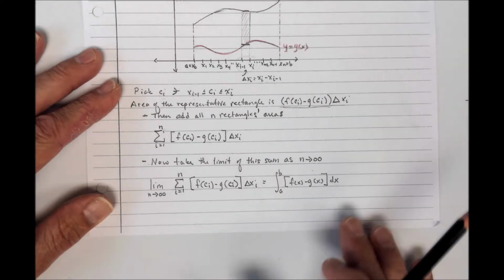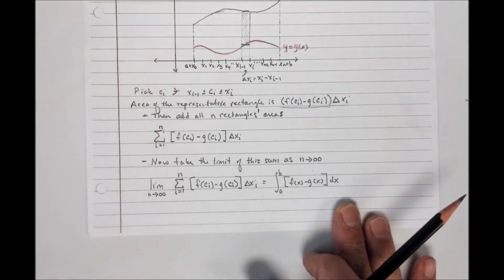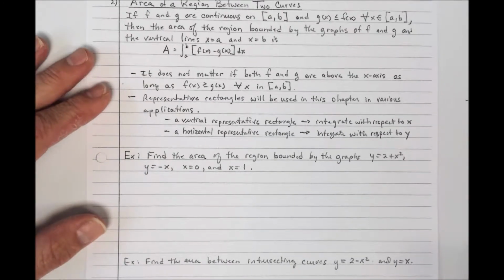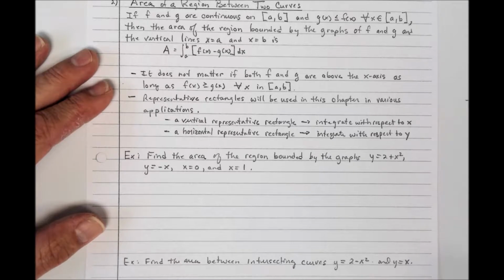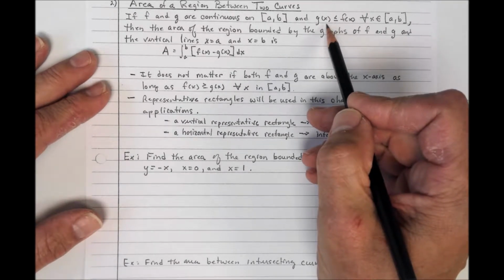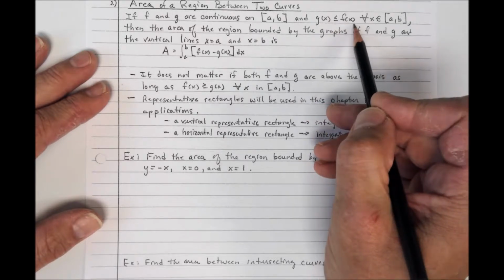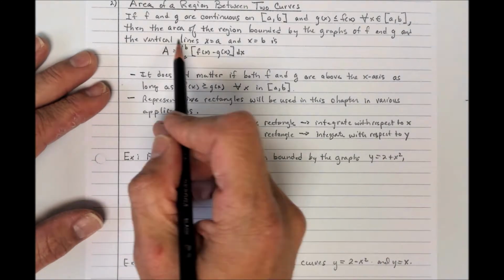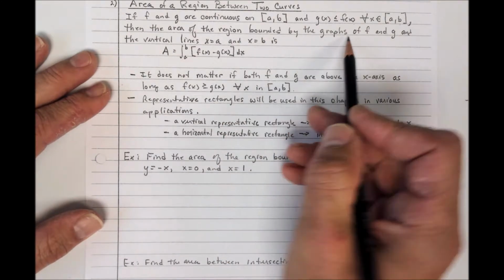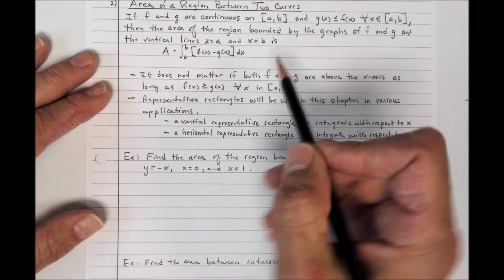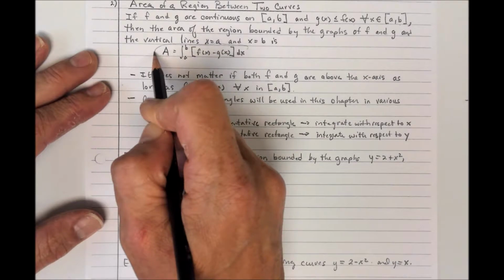So we'll need a formal statement of this, so I'm going to go ahead and move this off to the side. And here's my formal statement. The area of a region between two curves: if f and g are continuous functions on the closed interval a, b, and we'll say for convenience sake that g of x is less than or equal to f of x for all x in that interval from a to b, then the area of the region bounded by the graphs of f and g and the vertical lines x equals a and x equals b is given by this, which is what I had just a moment ago on the other page.